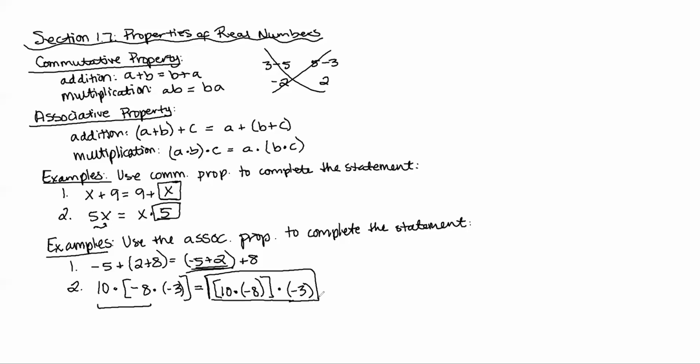All right, so that's just being able to identify what we can do using each of the properties. So commutative, think when you commute to work, you move, so we're moving the terms. Associative, when we move around the parentheses, the numbers are associating with a different number. So that's another way you can remember that one.